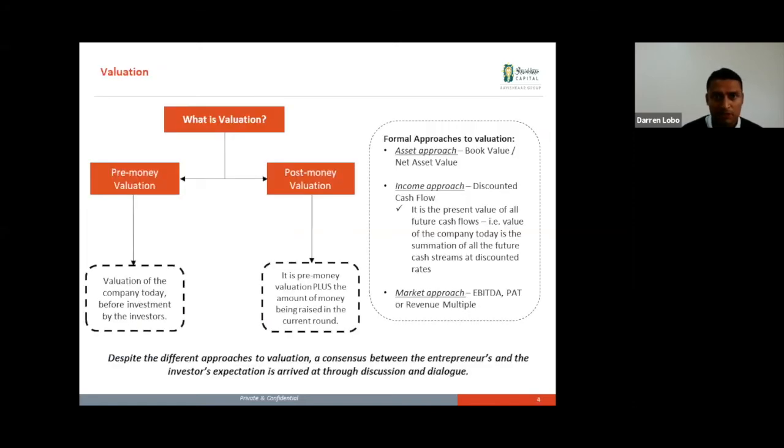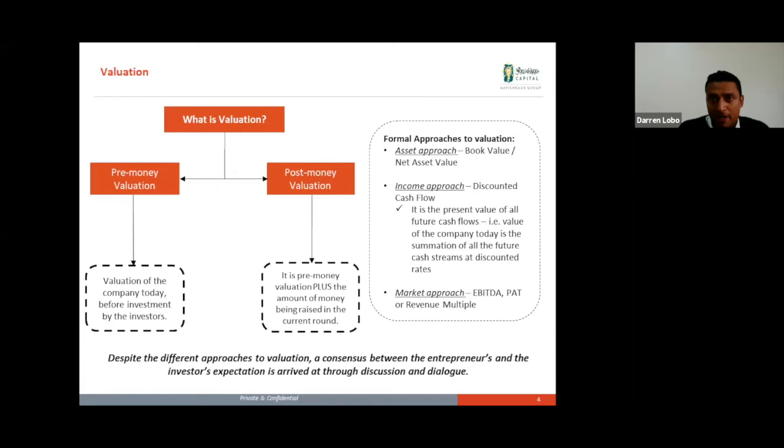Right, so the first one that you would find inside the term sheet is obviously the valuation at which the investor is proposing to make the investment in the business. And obviously you'll see it broken down into pre-money valuation and post-money valuation. The pre-money is actually the value of the business as of today, before the investors actually put money into the business. And the post-money valuation is pre-money plus the investment amount that's being raised.